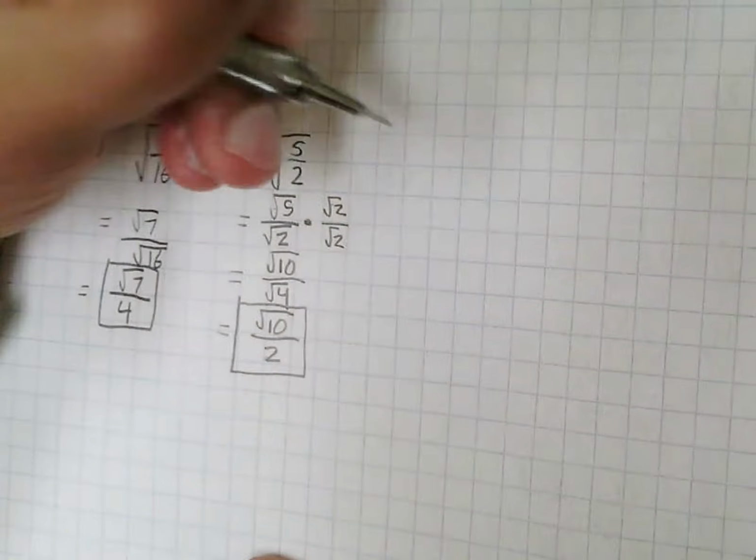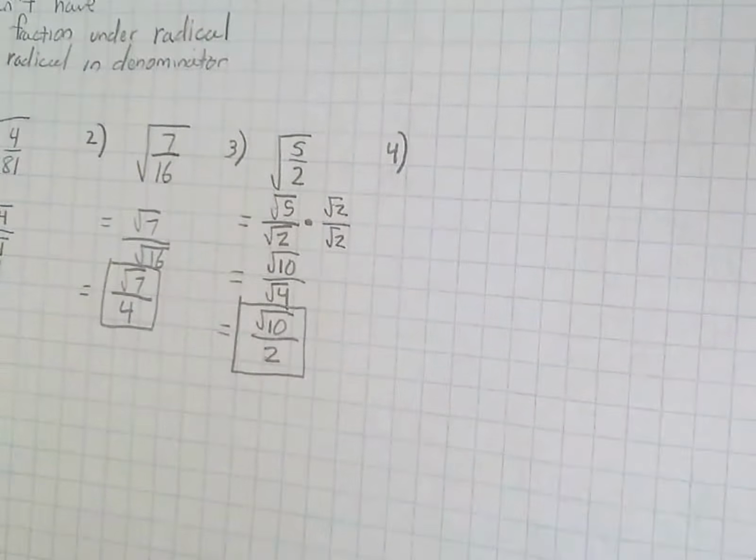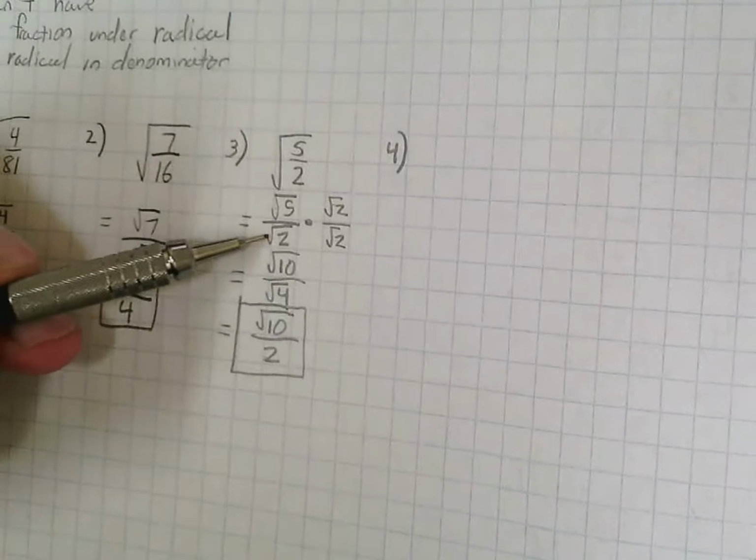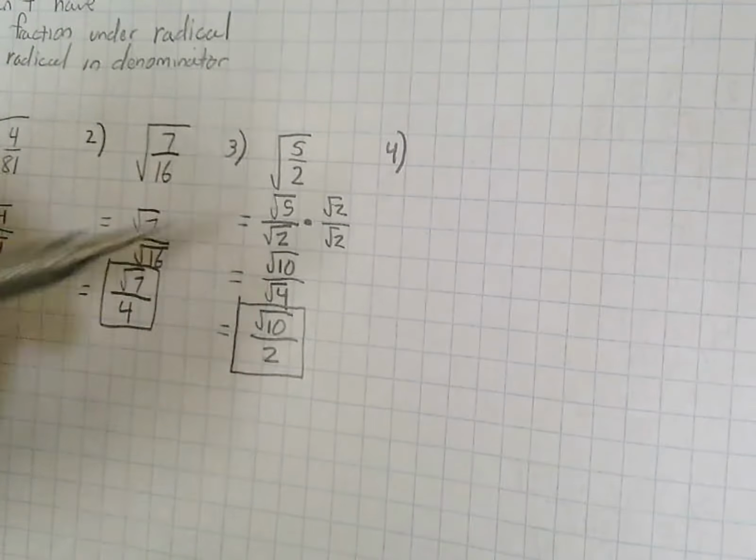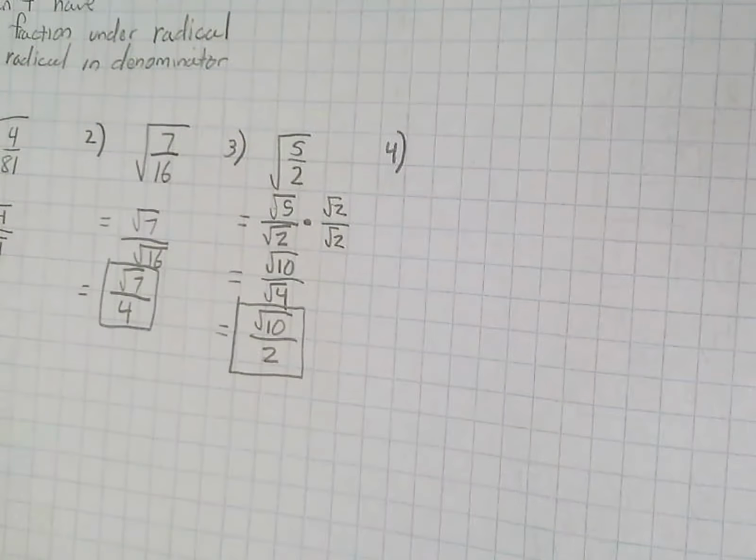So let's try another one. That's called rationalizing a denominator. The denominator used to be irrational. It was the square root of 2. Now it's a rational number, 2.